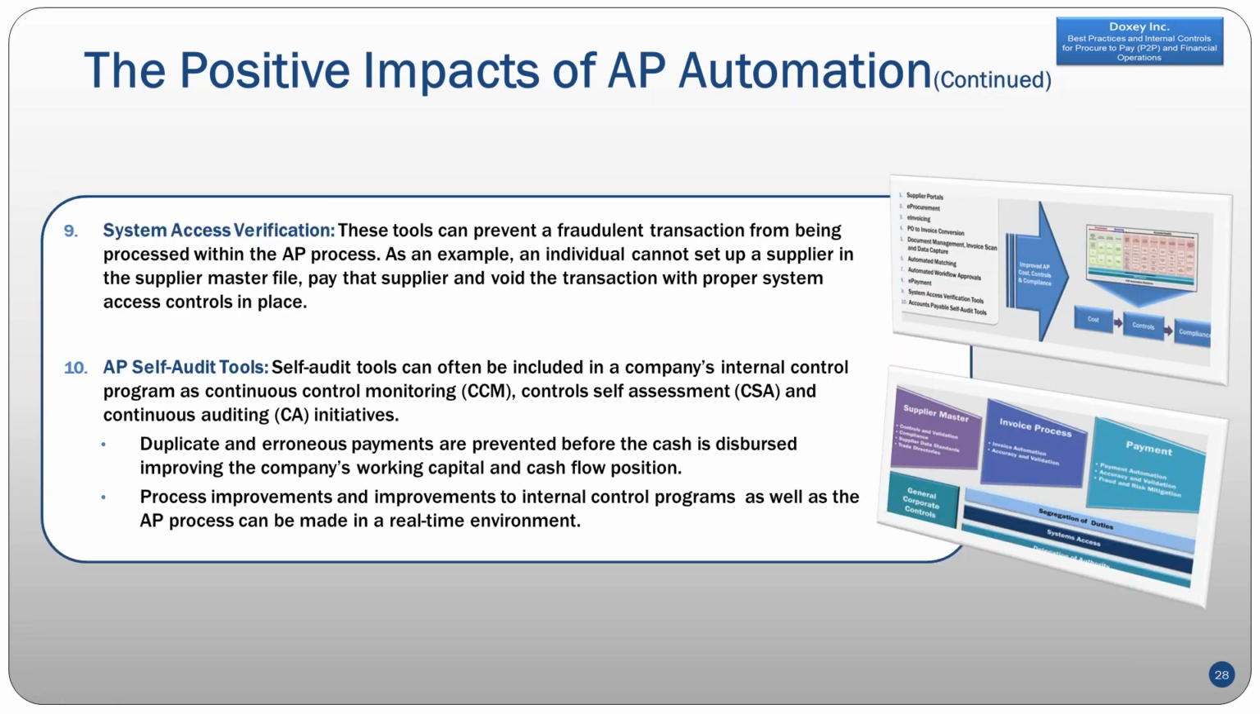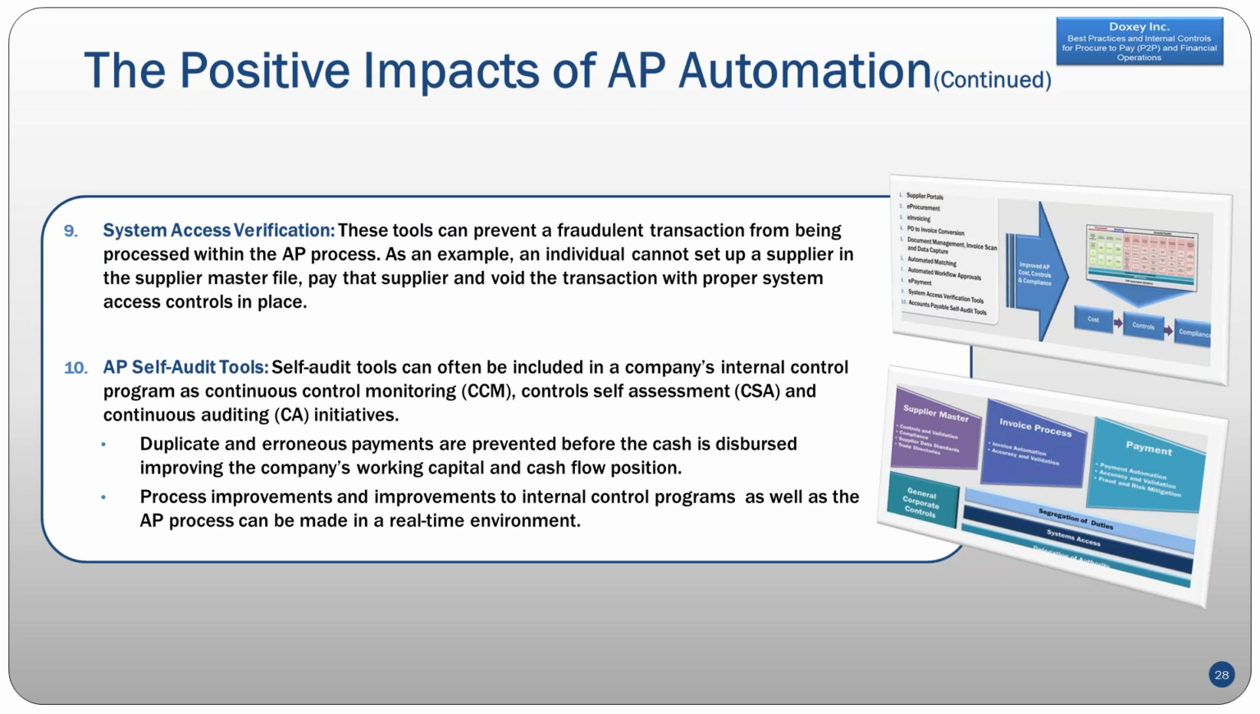The last two is system access verification. This is where you would avoid those delegation or segregation of duties issues and make sure that the individual can't set up a supplier and the supplier master, pay that supplier, avoid the transaction, and certainly cover their tracks.